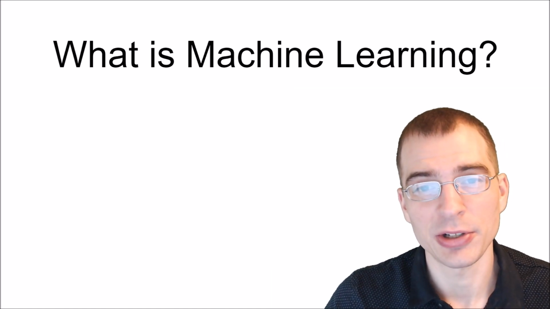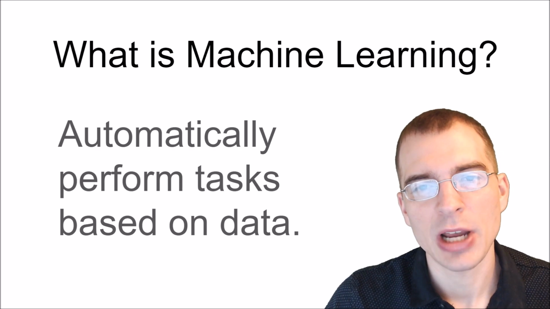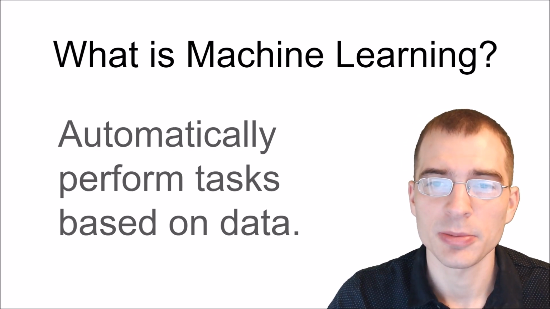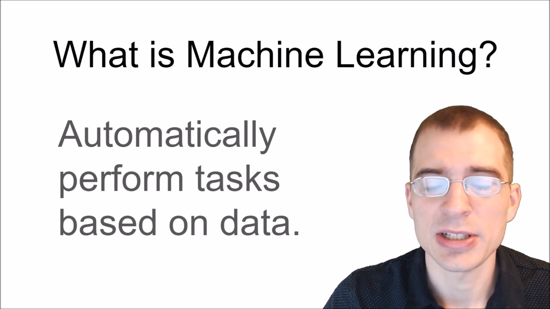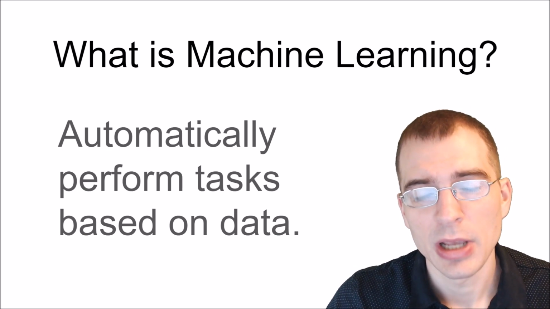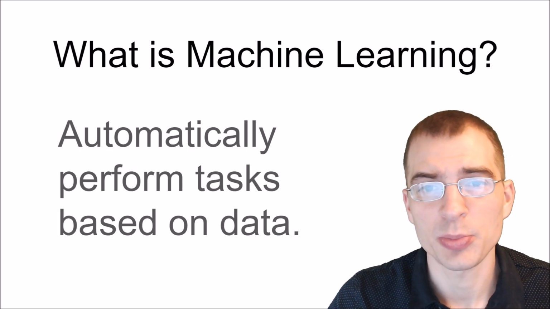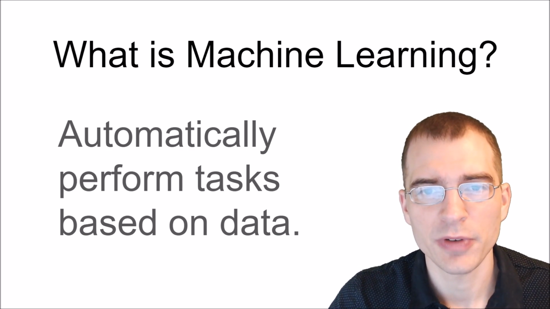What is machine learning? Machine learning describes computer systems that are able to automatically perform tasks based on data. A machine learning system takes data as input and produces an approach or solution to a problem as output without the need for human intervention.